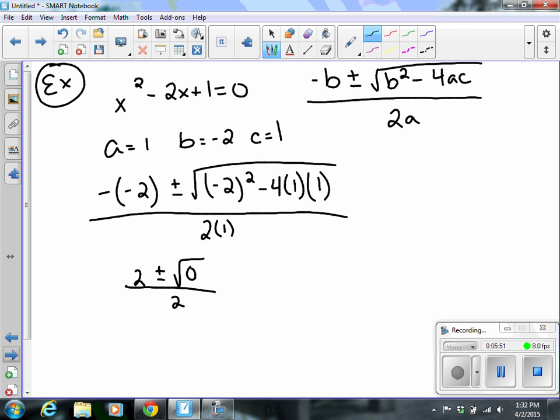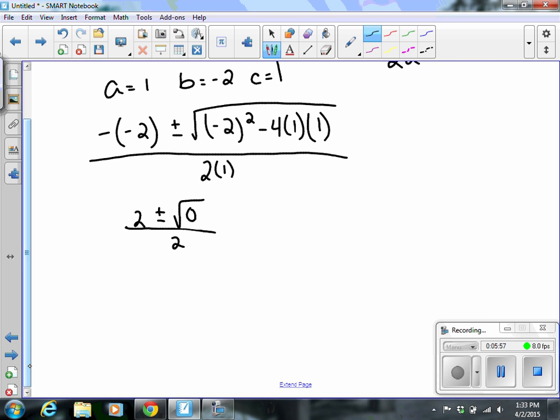Right now at this point, I know I'm only going to have one answer because it's the square root of 0. Well, the square root of 0 is just 0, so 2 plus 0 gives me 2 anyway, and 2 minus 0 gives me 2 anyway. So it's just 2 over 2, which equals 1.